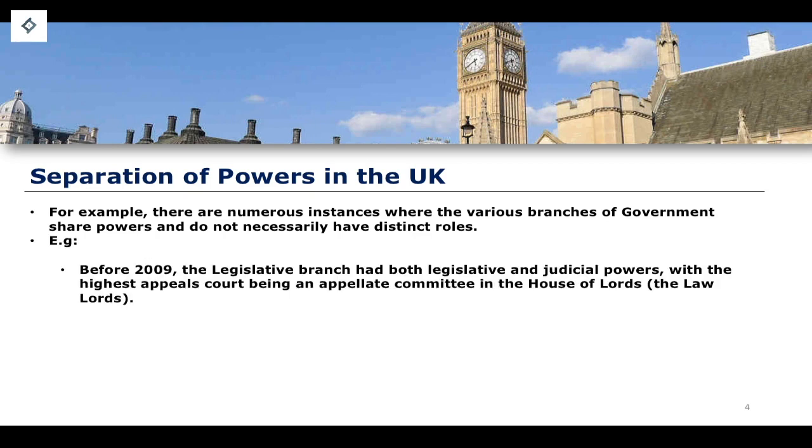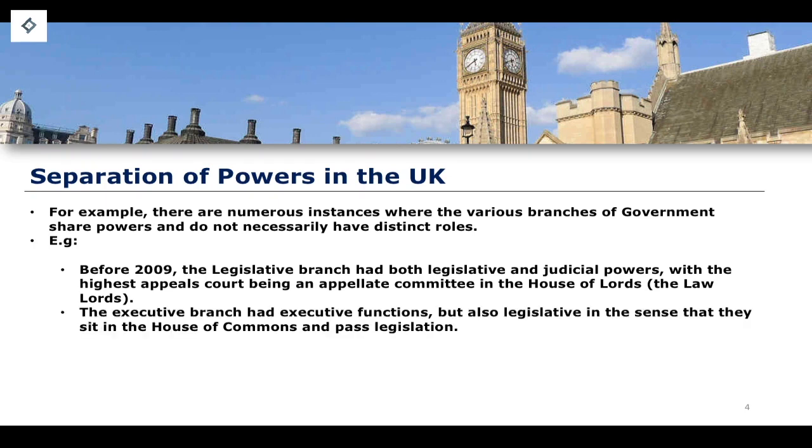Before 2009, for example, the legislative branch had both legislative and judicial powers, with the highest courts in the land being the Appellate Committee of the House of Lords, sometimes described as the Law Lords. So when we think back to previous cases and quite old cases being appealed, you may see in your citation the letters HL, which refers to House of Lords. This is because this was a judgment that went up and was handed down by the House of Lords, by the Law Lords, the Appellate Committee of the House of Lords.